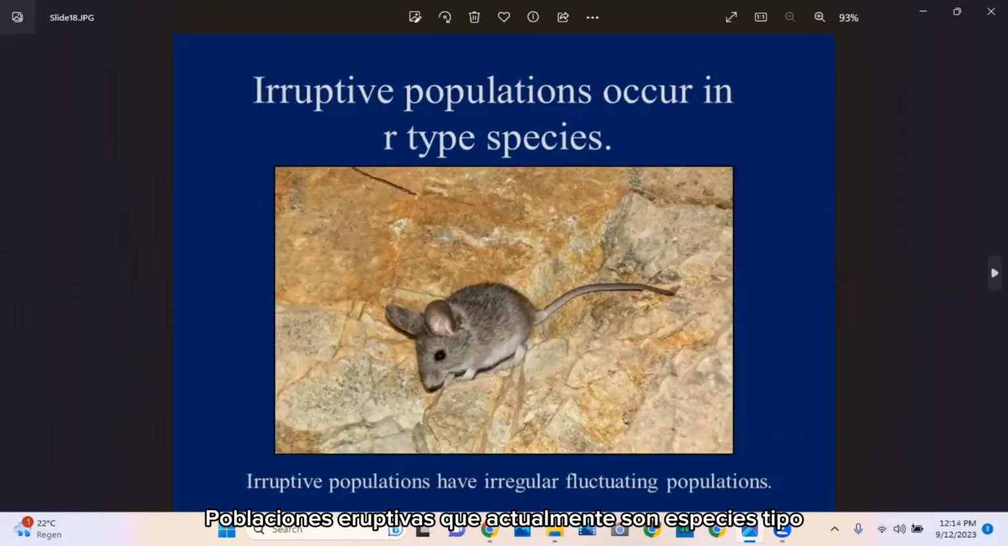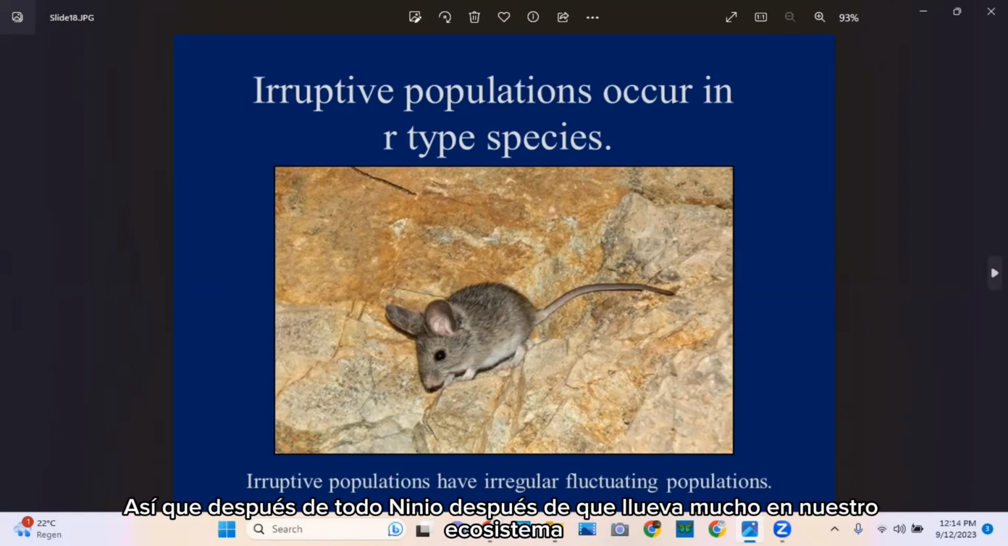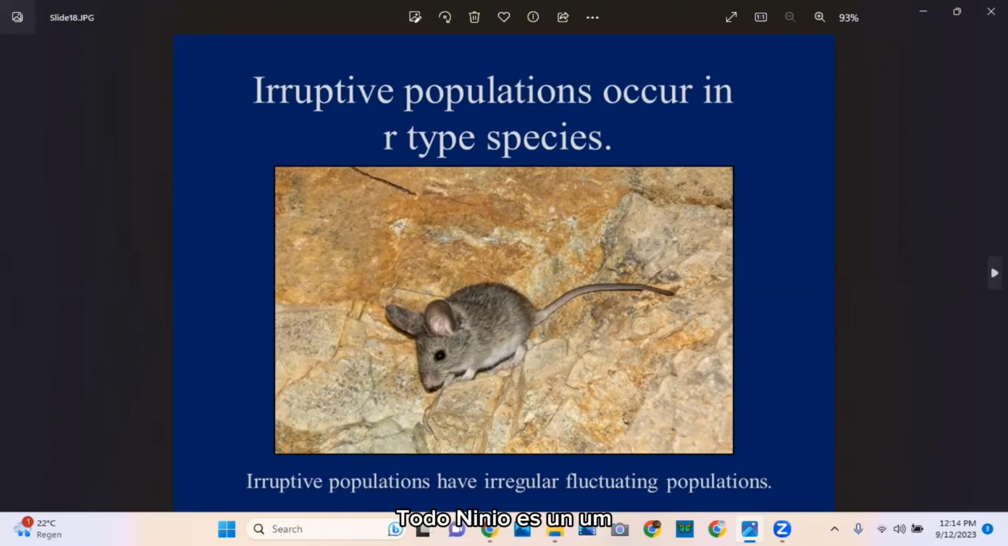Eruptive populations occur in R-type species. These are species that reach sexual maturity at a young age. They have large numbers of litters and large litter sizes. For us, it's Phyllotis darwini. After El Niño, when we get lots of rain in our ecosystem, El Niño is an oceanic-atmospheric condition where we end up with lots of rain in our Mediterranean climate during the winter. That leads to lots of seeds being produced, lots of grass, lots of resources.